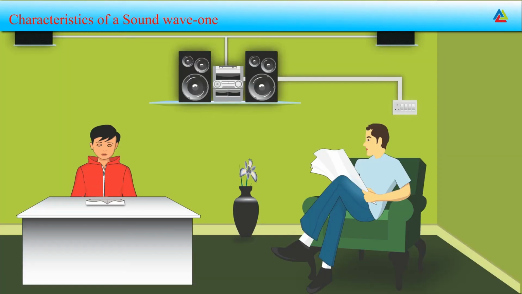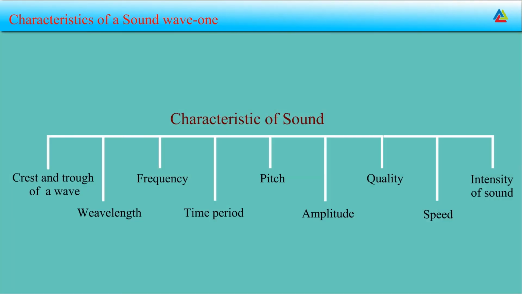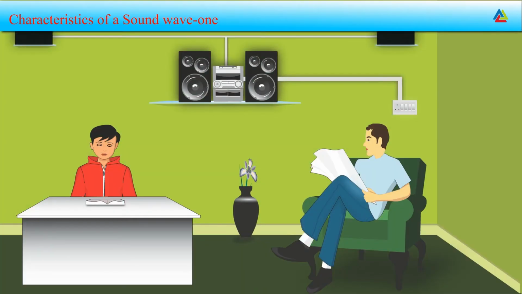What are the characteristics of a sound wave? The main characteristics of sound are crest and trough of a wave, wavelength, frequency, time period, pitch, amplitude, quality, speed, and intensity of sound. Please explain this to me in detail, Dad.